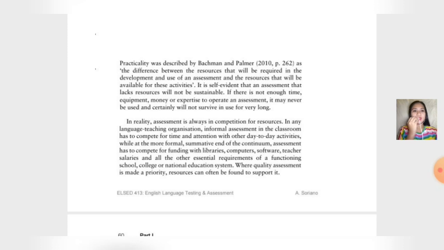In reality, assessment is always in competition for resources. In any language teaching organization, informal assessment in the classroom has to compete for time and attention with other day-to-day activities, while at the more formal, summative end of the continuum, assessment has to compete for funding with libraries, computers, software, teacher salaries, and all the other essential requirements of a functioning school, college, or national education system. Where quality assessment is made a priority, resources can often be found to support it.